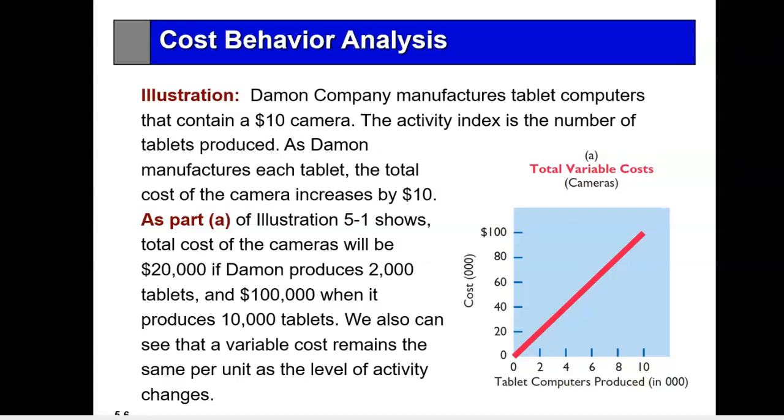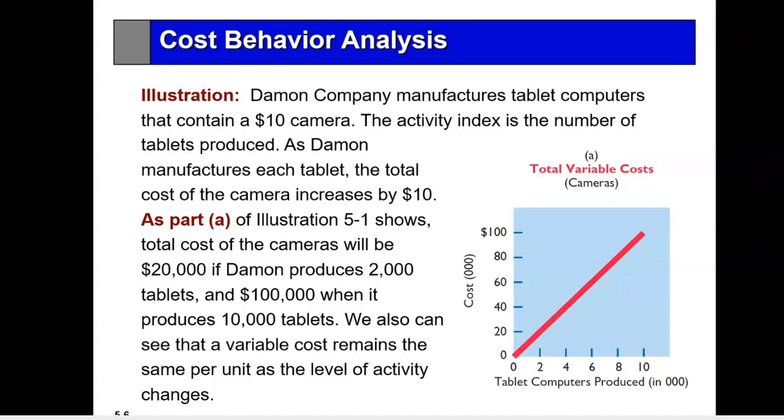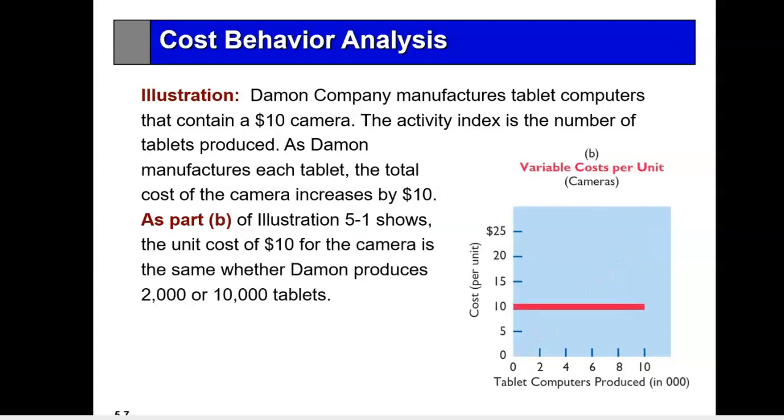Therefore, if Damon produces 2,000 tablets, the cost would be $20,000, and $100,000 if they produce 10,000 tablets. So you can see from the graph, at zero activity, zero costs. But as the activity increases, the cost increases proportionally.